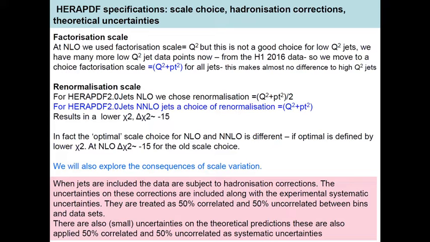These are included along with all the rest of the experimental uncertainties, treated as 50% correlated and 50% uncorrelated between the bins. And another small uncertainty we have is that the theoretical predictions themselves also have a slight statistical uncertainty component. You really have to run these things for a very long time to eliminate that altogether. And so that has also been added in, 50% correlated and 50% uncorrelated.